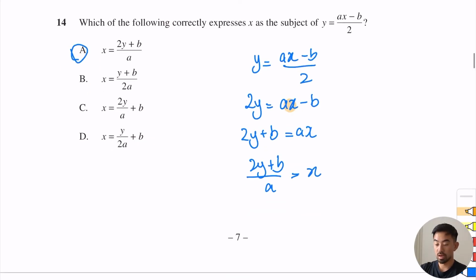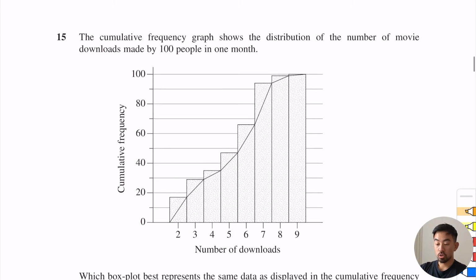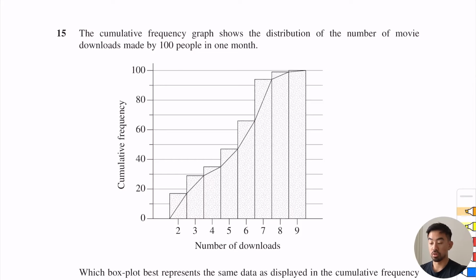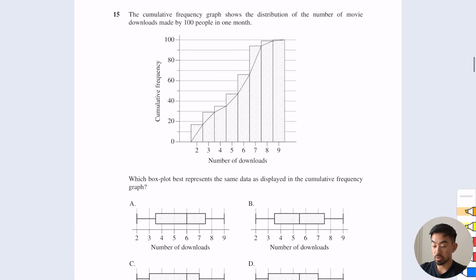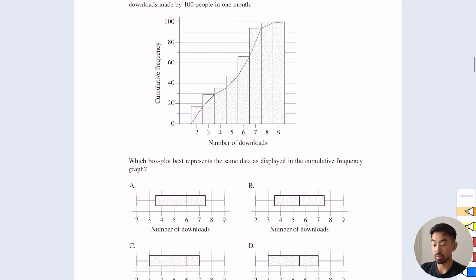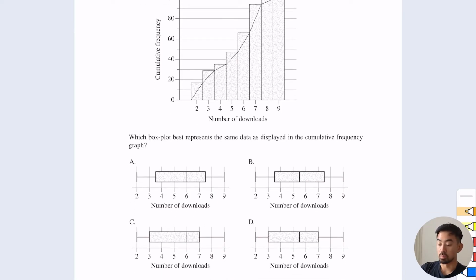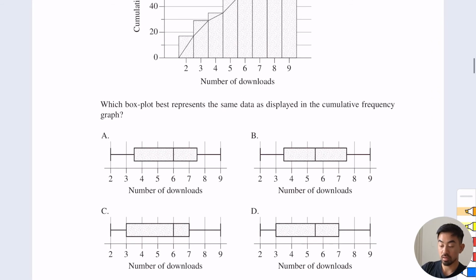Okay, cool. Last one. The cumulative frequency graphs show the distribution of the number of movie downloads made by 100 people in 1 month. Which box plot represents the same data as displayed in the cumulative frequency graph? Okay, so think back to box plots. Box plots tell us an important kind of information in terms of a 5-figure summary. So I've got a lowest, Q1, Q2, or the median, Q3, and the highest.